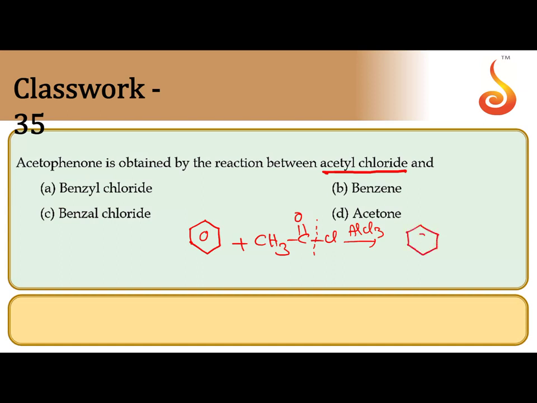Electrophilic substitution. So COCH3 is directly attached to the benzene ring, and that is nothing but acetophenone. So the correct answer to which one acetyl chloride reacts with to give acetophenone is B, benzene.